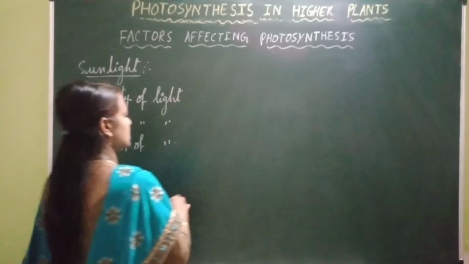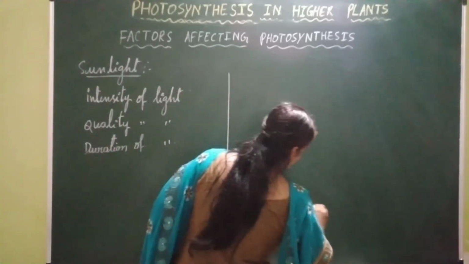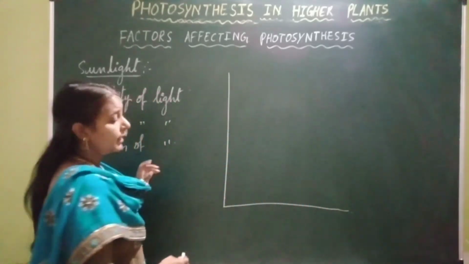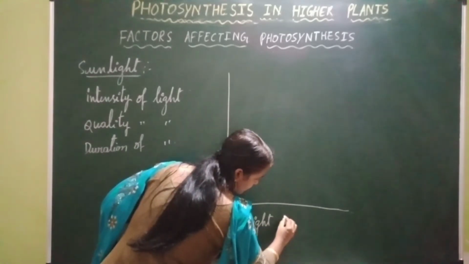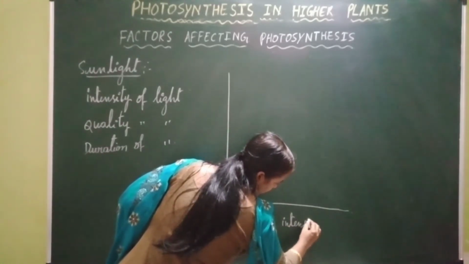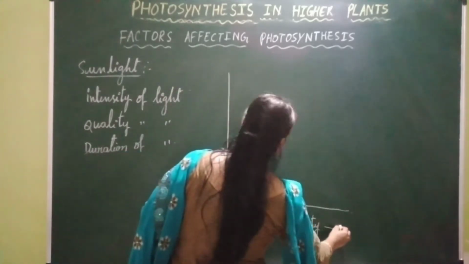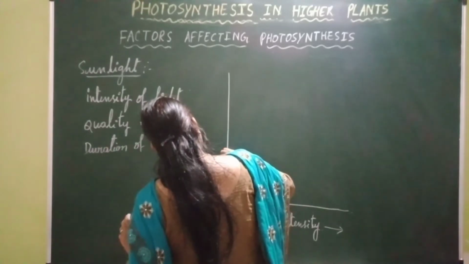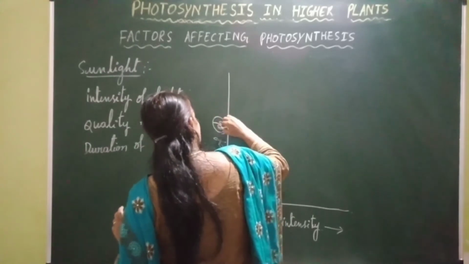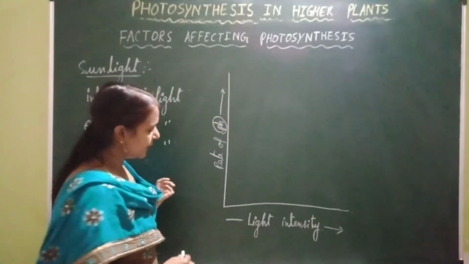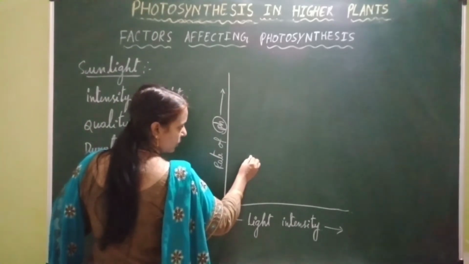Rate of photosynthesis, which is affected by light intensity. Here on the x-axis I am taking light intensity, and the rate of photosynthesis is taken on the y-axis. So this is the rate of photosynthesis. When the light intensity goes on increasing, the rate of photosynthesis will go on increasing.